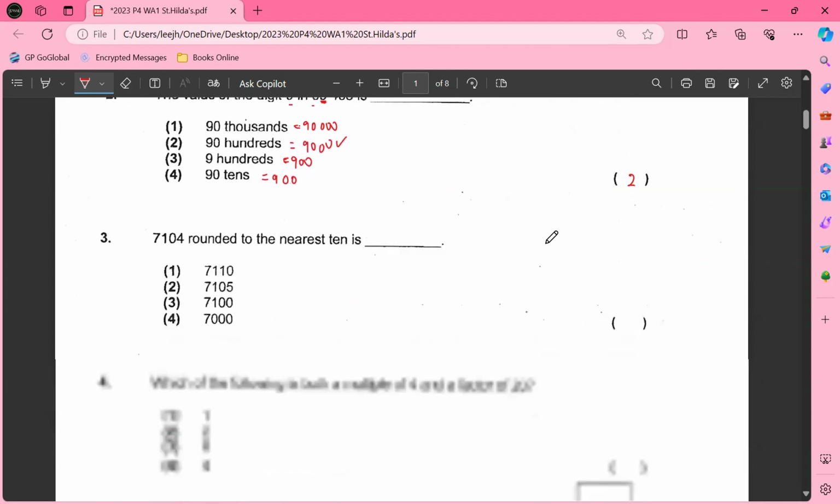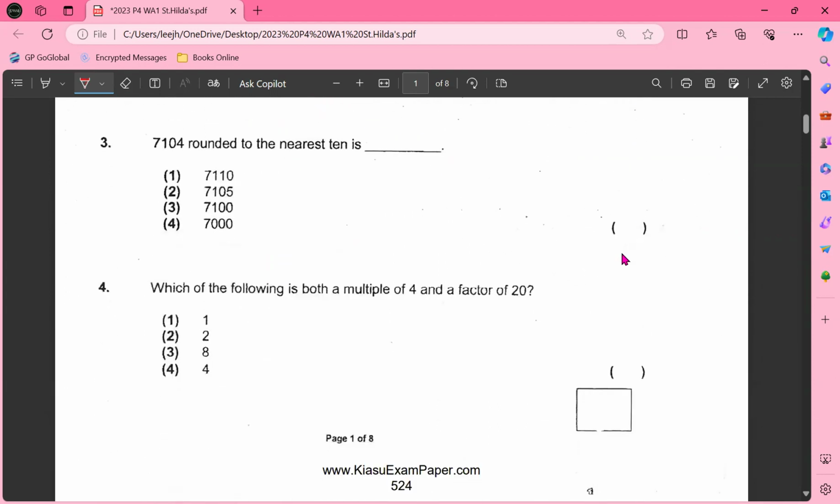Question number three, 7,104 rounded to the nearest 10 is what? So I'm going to do a little bit of working here. If you want to round to the nearest 10, you look at the ones place. That will depend on the number in the ones place, whether you round up or you remain. If it's 5 and more, you round up the tens place. If it's 4 and less, you remain. So over here is 4 ones, which means that you don't round up the tens place, you remain at 7,100. So your answer is actually number 3.